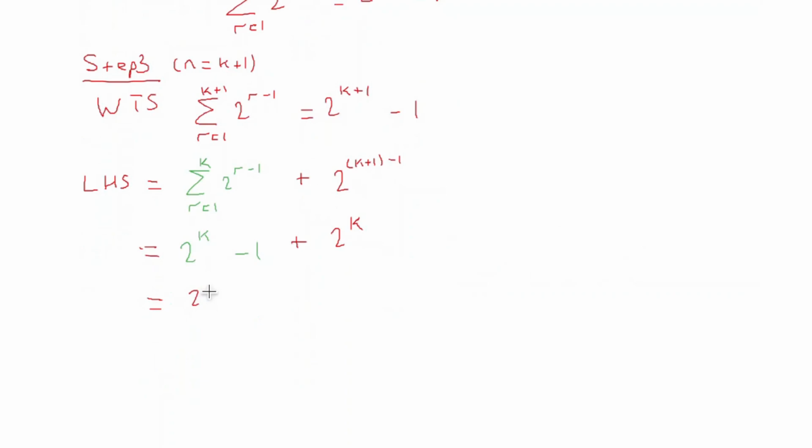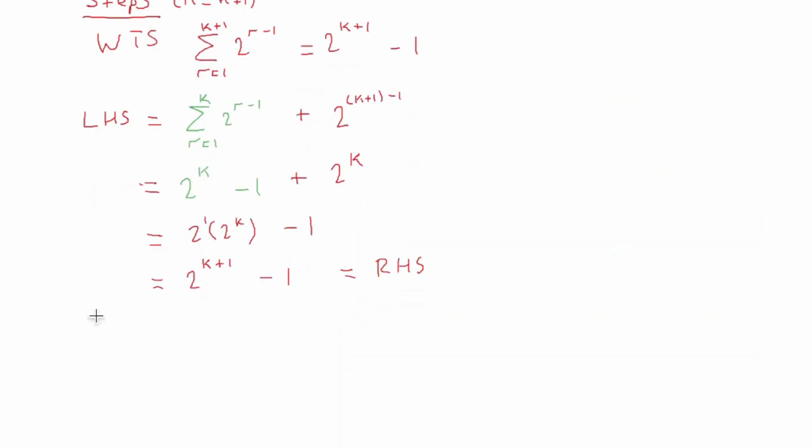We now have two lots of 2 to the power of k minus 1, but using laws of indices, this is 2 to the k plus 1 minus 1, which is exactly what we wanted to show, and that is our right-hand side. So we've completed step 3, the inductive step.